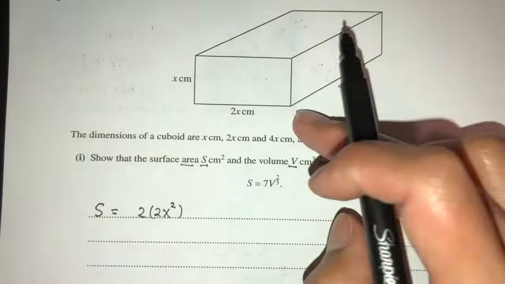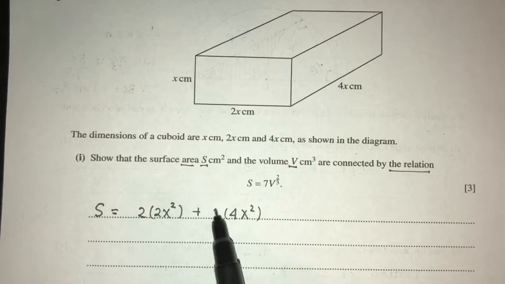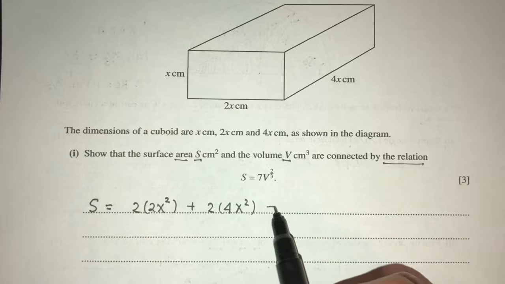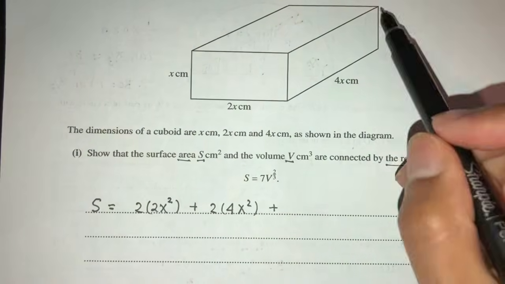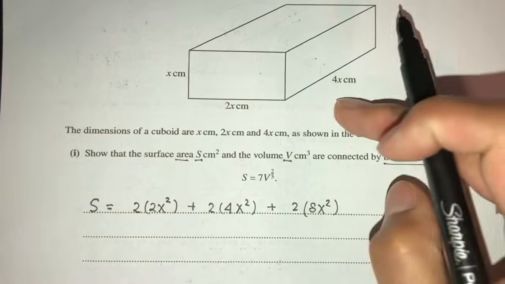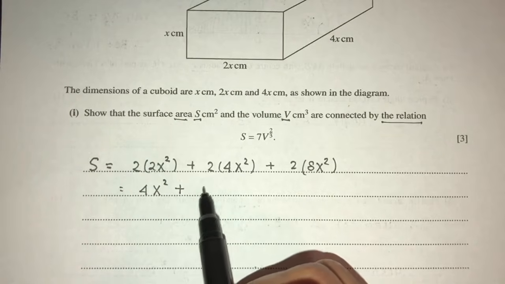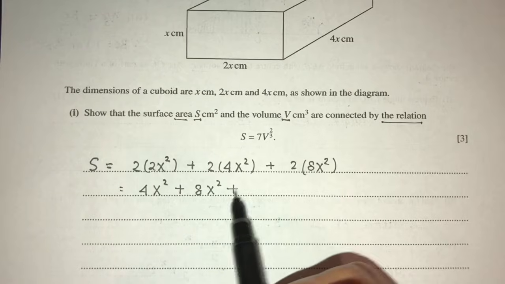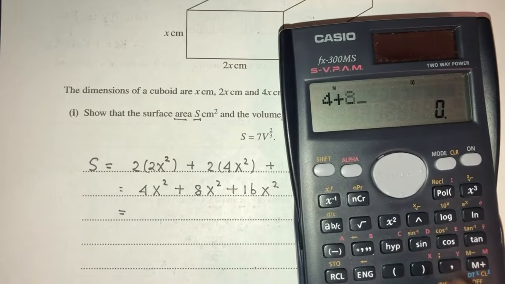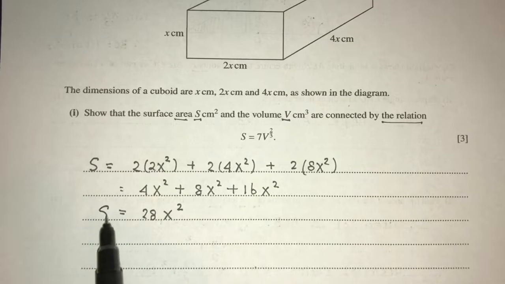And this one is 4 times x, that will be plus 4x squared, but times 2 for this and back side. And the top will be plus, this is 2 as well, this is 4, that will be 8x squared. But we need to times 2 because it is top and base, right? Now that will be 4x squared plus 8x squared plus 16x squared. That will give you 4 plus 8 plus 16, 28, right? So 28x squared will be your surface area.